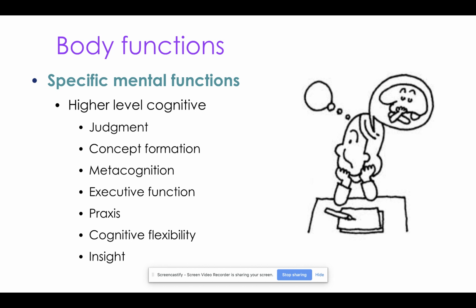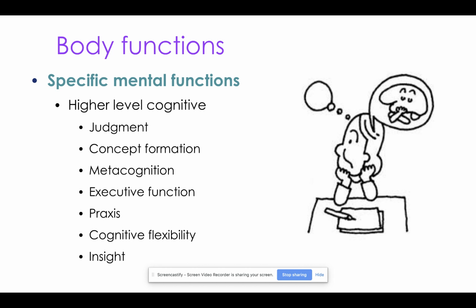Concept formation, metacognition, executive functioning, which is pulling into account a lot of different specific mental functions at once. Praxis is the ability to have an idea of what you're trying to achieve, and then how to motor plan it, problem solve it, and execute it. So as you see, there are many steps and many categories in the area of praxis.